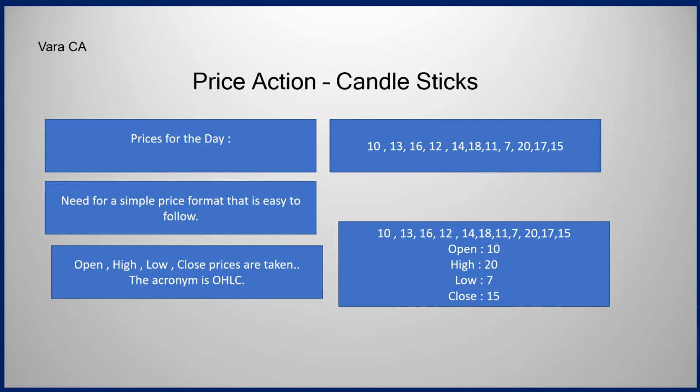Now from the prices that are given, if you fit those prices into this format, open is 10, high is 20, low is 7, close is 15. Very basic stuff, easy to follow. Hope you understood it. I'll repeat. The format is called OHLC, which stands for open, high, low, close. From the example, open is 10, high is 20, low is 7, close is 15.